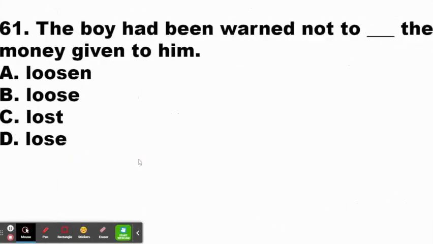And this brings us to number 61. The boy had been warned not to dash the money given to him. A, losing. B, lose. C, lost. D, lose. Option D is correct. The L with single O, lose. To lose is to misplace. The other LOOSE is when something is not tight. So these are words that are often confused. Loose and lose. When you lose something, you misplace it.